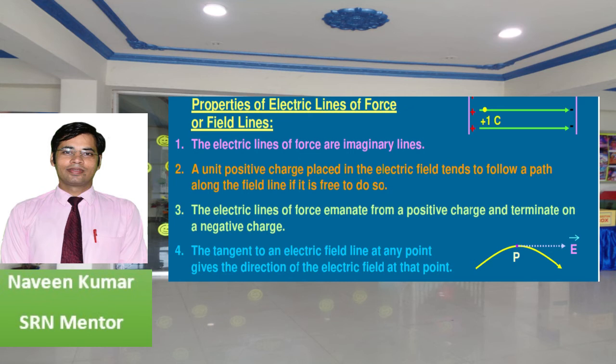Now, we will talk about the properties of electric field lines. Electric field lines are characterized by the following physical properties. First, electric field lines start from the positive charge and end at the negative charge. This is the first property of electric field lines.